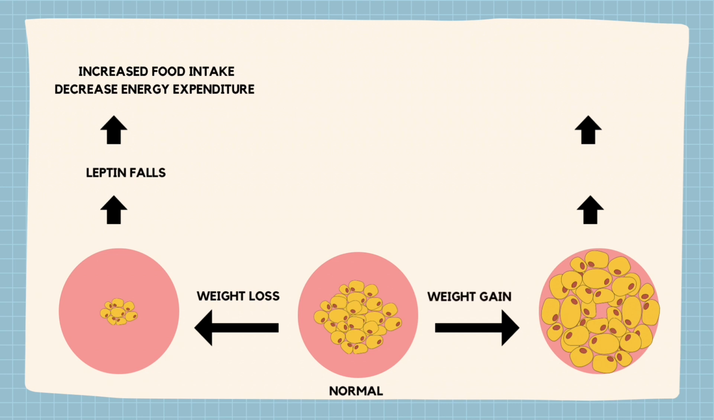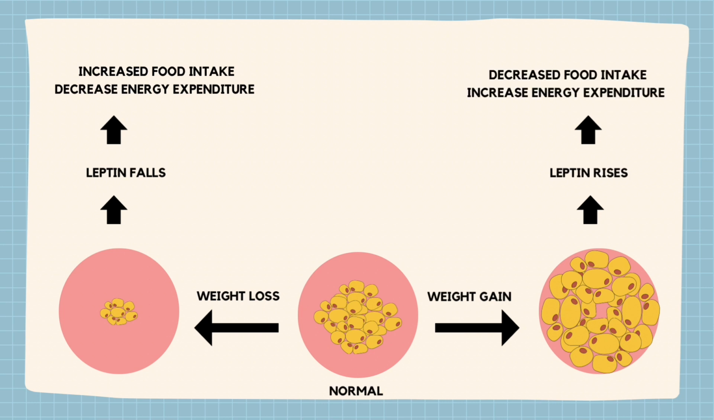When you gain weight, the opposite occurs. Leptin levels increase, which results in a decrease in food intake and an increase in energy expenditure. With high levels of leptin and sufficient energy stores, stored fat breakdown is promoted, and this contributes to weight loss.